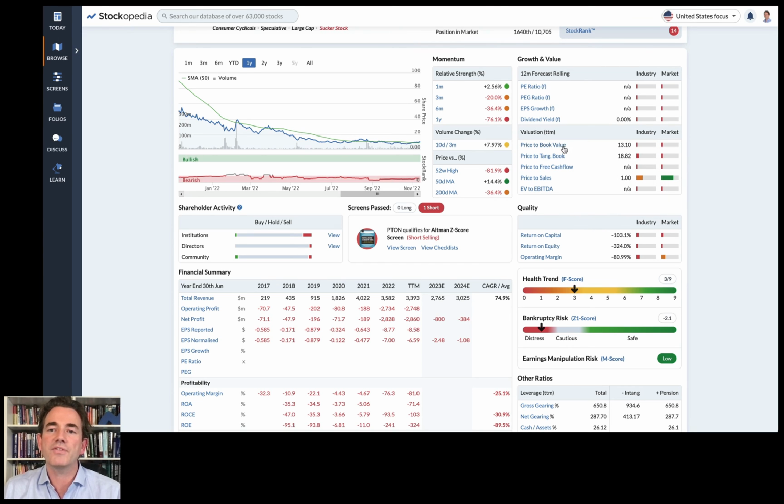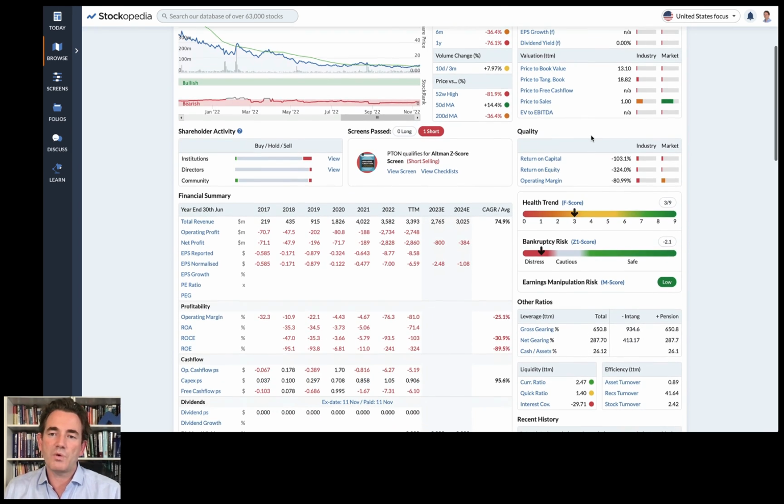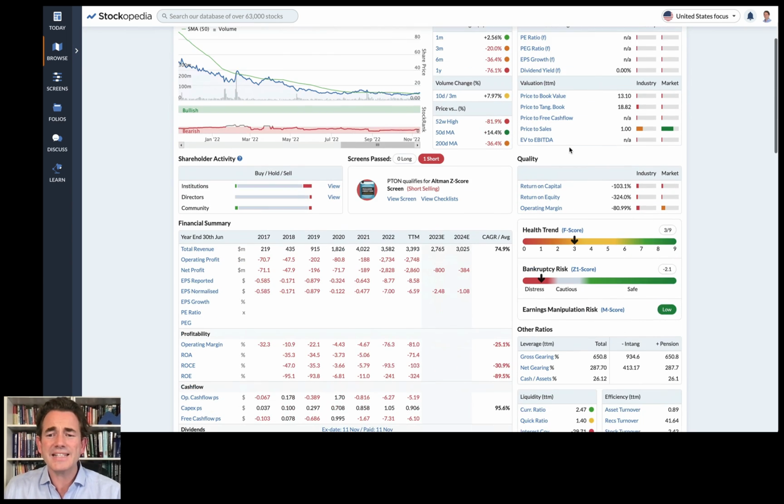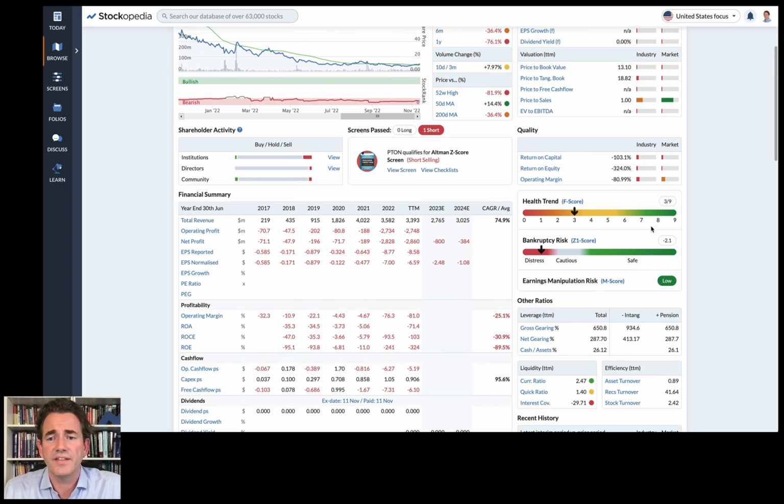And even on a book value view, it's super, super expensive. It's almost the most expensive in the leisure products market. Price to free cash flow, there's no cash flow. And price to sales, it's a bit better on a price to sales basis, which is probably the one saving light here. Quality is really poor. And the next thing I'd look at is the Professor flags, the red flags. The health trend is weak, which suggests deteriorating fundamentals. The bankruptcy risk is high, not much evidence of earnings manipulation. But as we can see, that's quite a lot of things to look at.